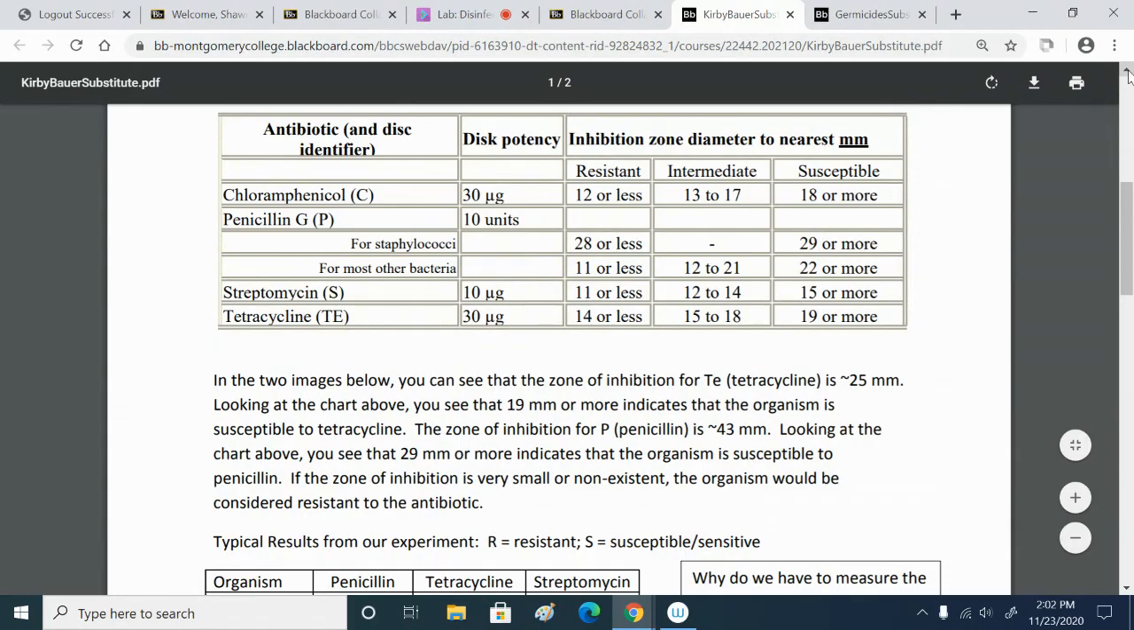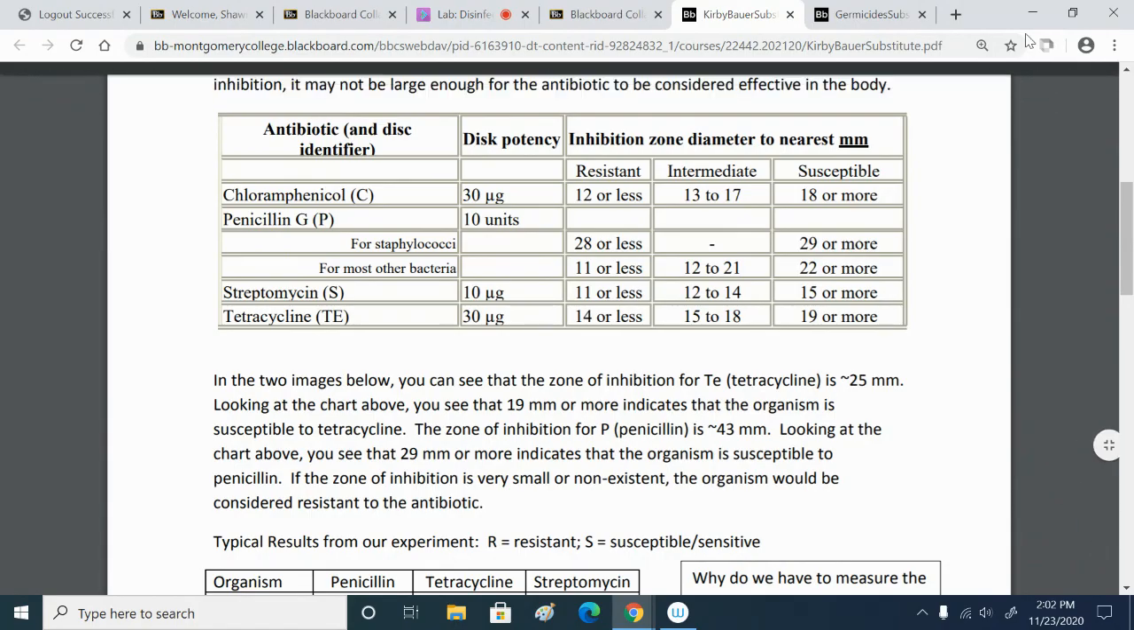So questions? So if it wasn't a body, the liver would make everything more susceptible and less resistant?